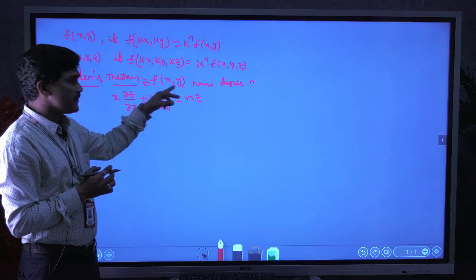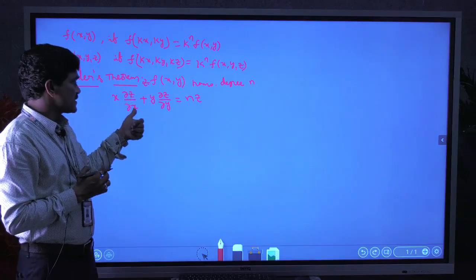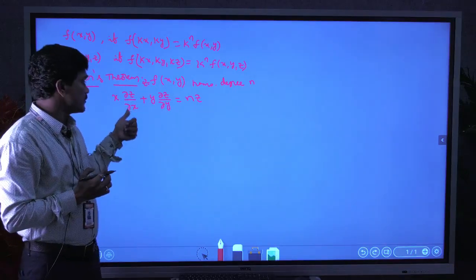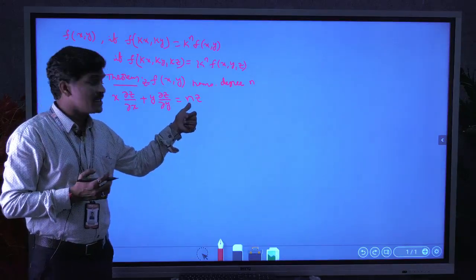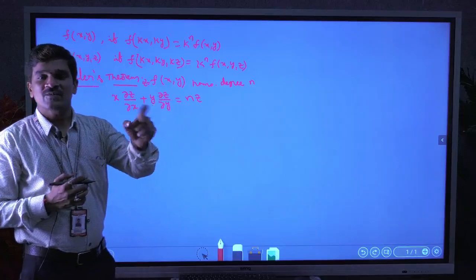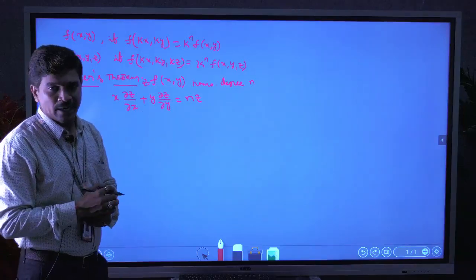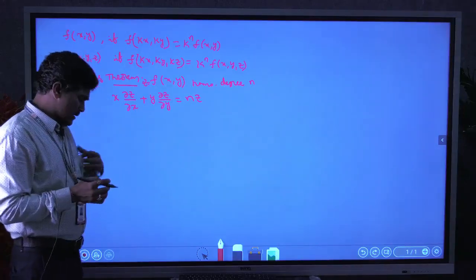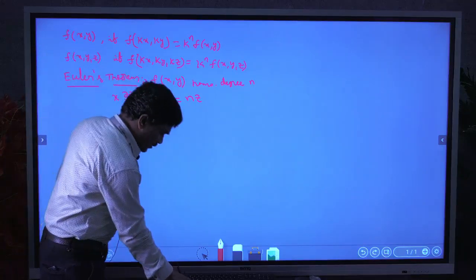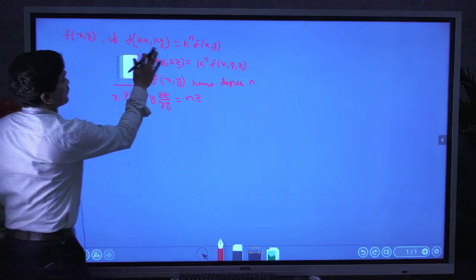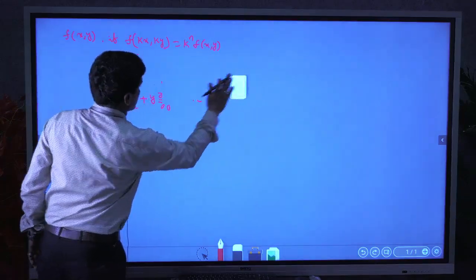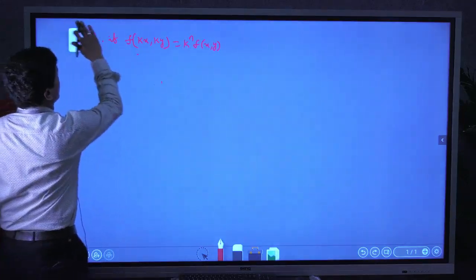So here z is the function, so then z with respect to x, z with respect to y, then x dou z by dou x plus y dou z by dou y equal to nz. So what is n here? n is the degree of the homogeneous function, right? So this is Euler's theorem. Now take one problem. So then how to verify Euler's theorem for a given function?